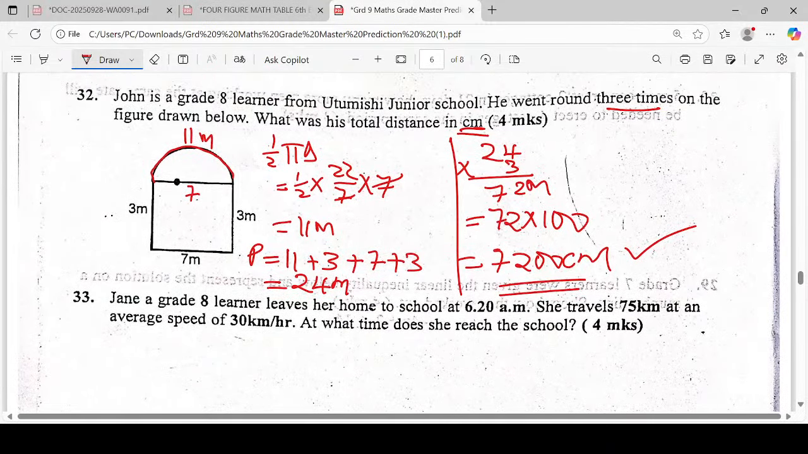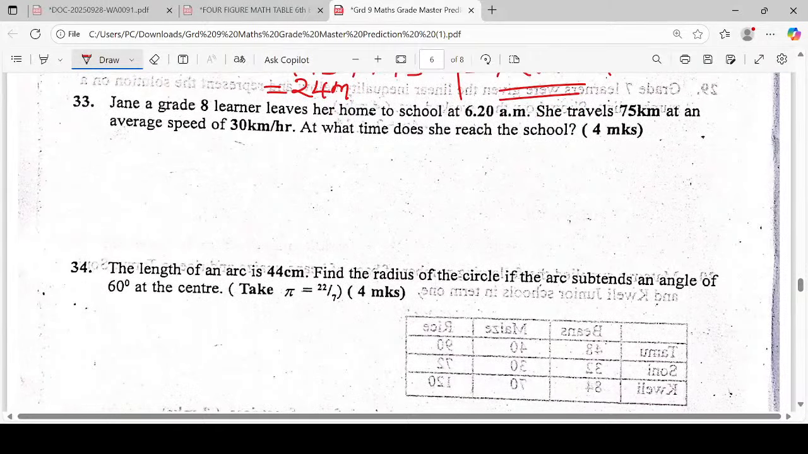Allow me to look at question number 33 of our discussion. Jane, a grade 8 learner, leaves her home to school at 6:20 a.m. She travels 75 kilometers at a speed of 30 kilometers per hour. At what time does she reach school?